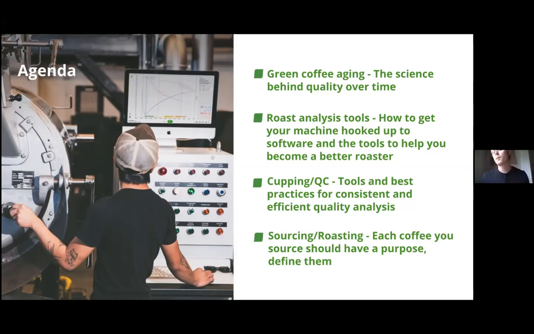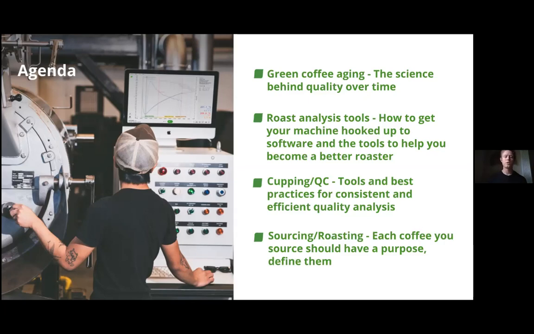And so what we're going to be talking about today, in order, is first and foremost green coffee aging, the science behind quality over time. That will dive into what are the variables responsible for coffee losing its quality over time, and what's actually happening. Then we'll switch over to roast analysis tools, where Taylor will talk about how to get your machine hooked up to the Cropster software and the tools within that to help you become a better roaster. And so there's going to be a good chunk of things there, and we'll talk about that.